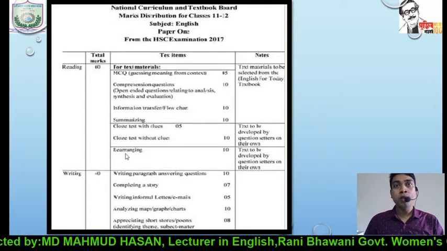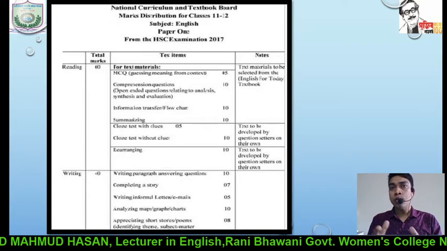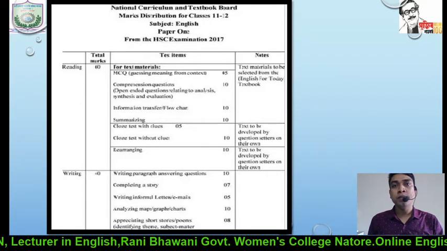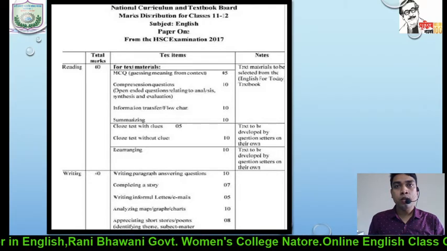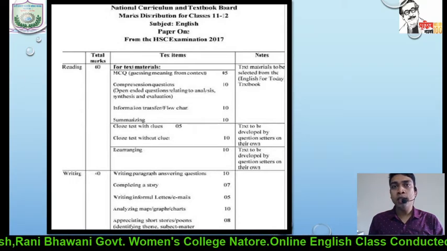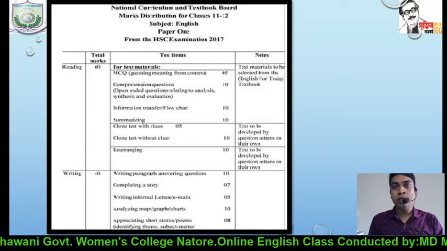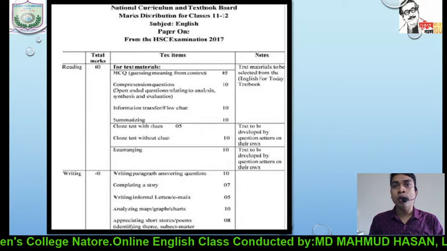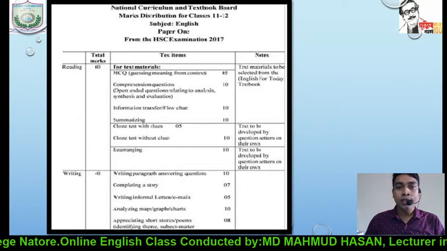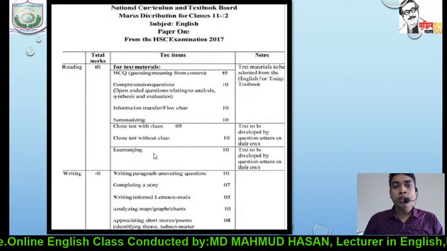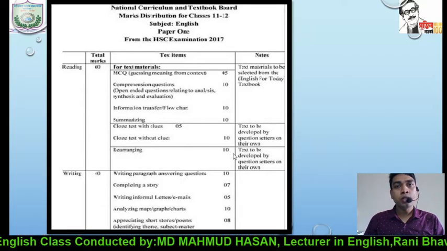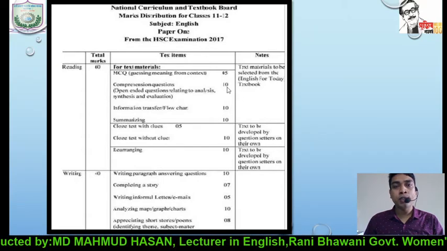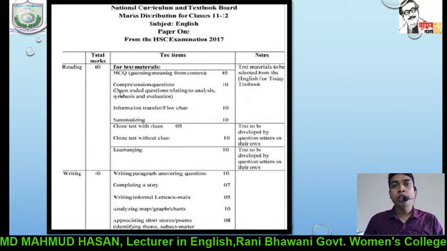Then there will be a rearranging. In the question item, there will be a disordered story. There is no coherence. It is a disordered story. You need to arrange that in an ordered way. And this arranging will cover 10 marks. This is all about the reading test, and it will cover 60 marks.